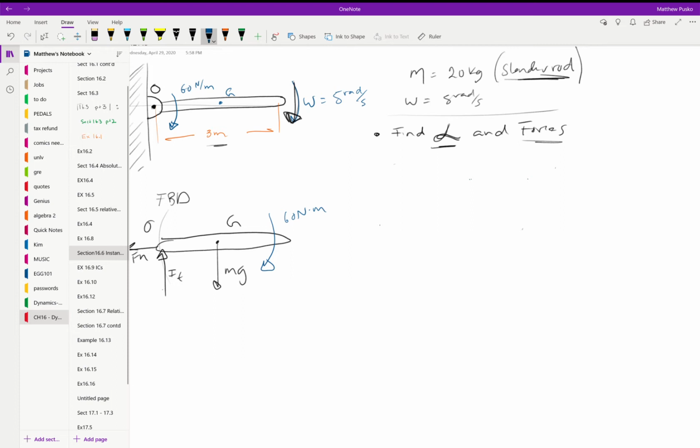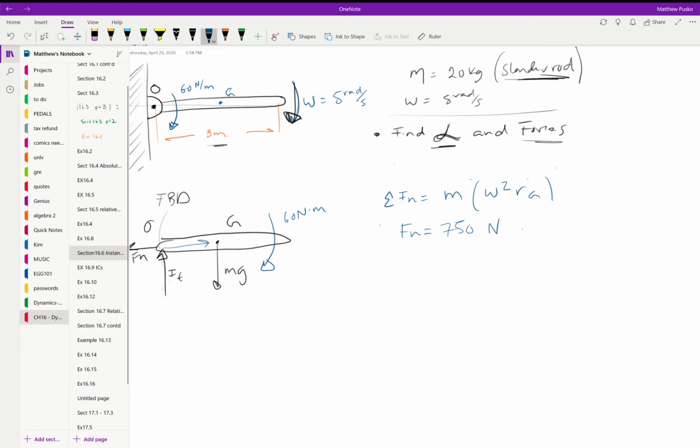Okay, let's go ahead and sum the forces in the normal direction. We get from last time that the acceleration can be written as omega squared and this distance r to g. Immediately we can calculate that. The force in the normal direction is 750 newtons.